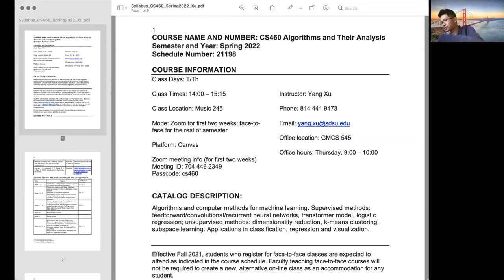So right now the class is already full, and the university has very strict requirements on the maximum number of students allowed in a classroom. So I don't think I'm able to add more students to the class right now. Really sorry about that.